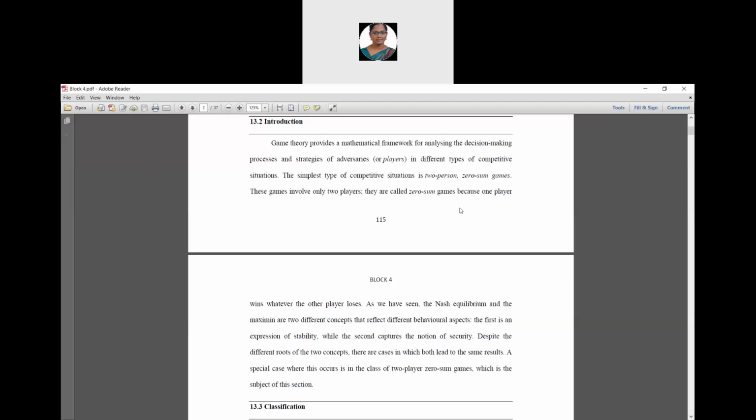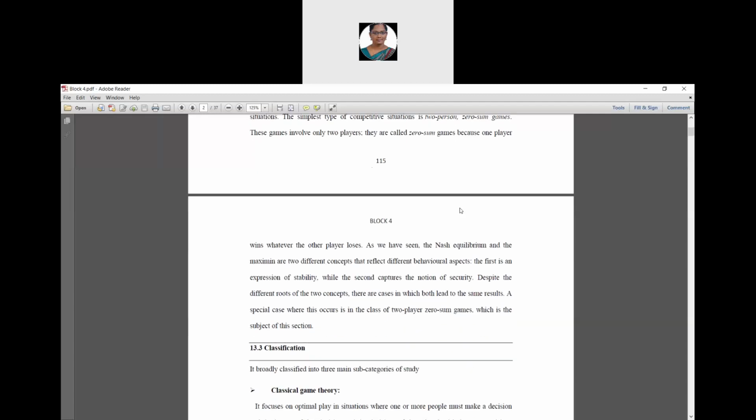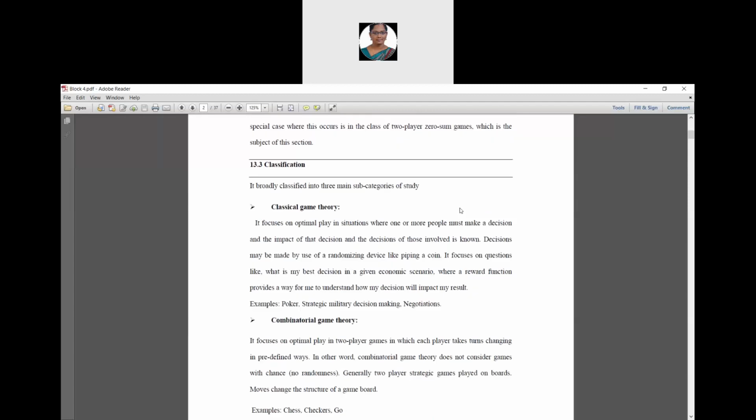As we have seen, the Nash equilibrium and the max min are two different concepts that reflect different behavioral concepts. The first is an expression of stability, whereas the second refers to the notion of security. So, there are cases in which both lead to the same results. Next one is classification. It is broadly classified into three main types.